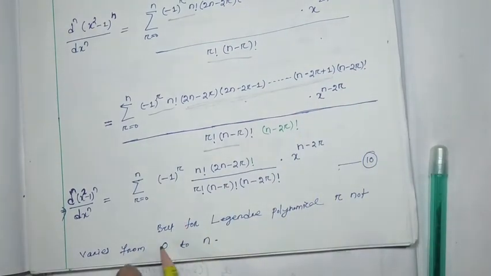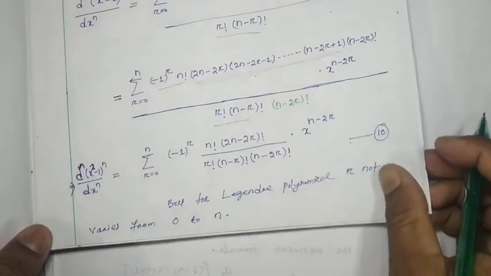Okay, but for the Legendre polynomial, r not varies from 0 to n. R not varies from 0 to n.